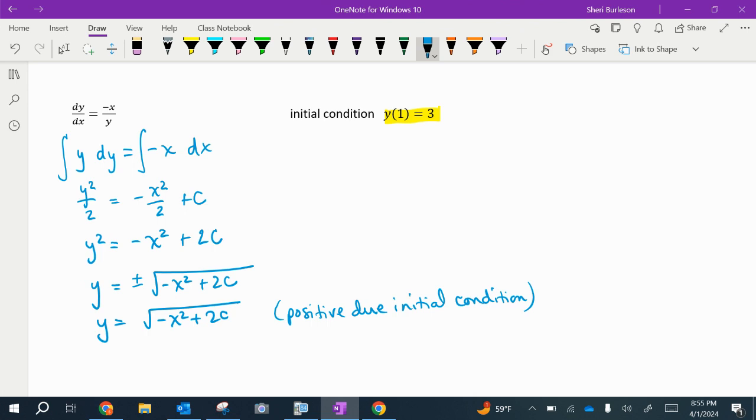So now I need to solve for that constant. I am going to suggest it's not a lot of fun to have to get that constant out from underneath the square root. So I'm going to actually use this portion, the y squared equals negative x squared plus 2c, to solve for my constant. Okay. So when y is 3, x is 1.